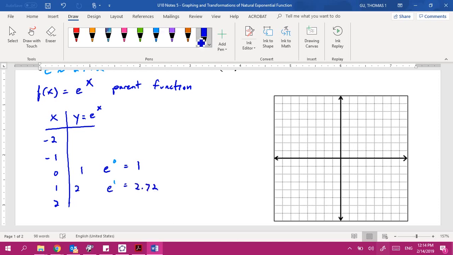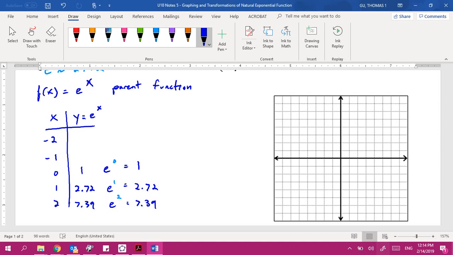2.72, right? And if I plug in 2, this is where you need your calculators. What is e squared going to be about? 7.39 if we round it correctly. All right, good. So we got our positive points.